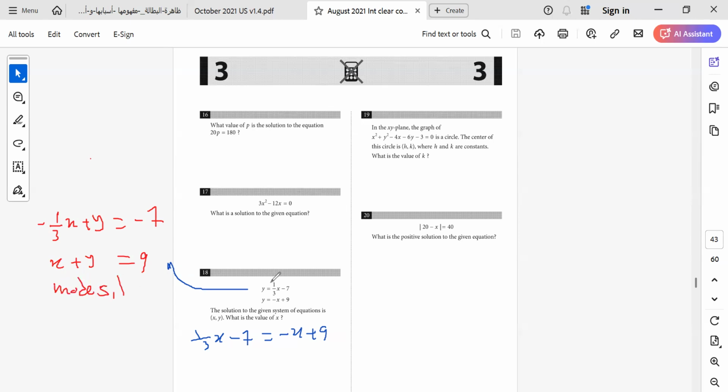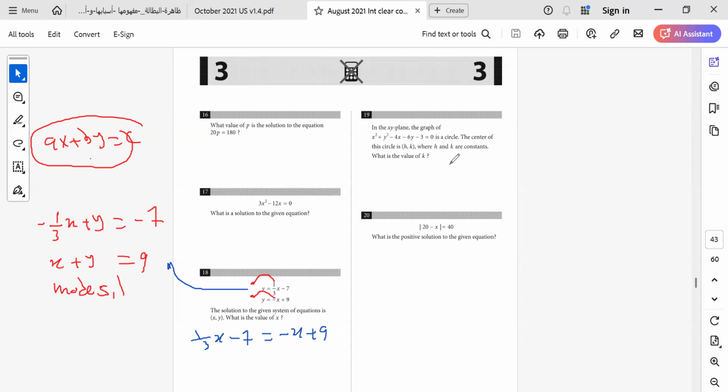What I did to rearrange it is I brought x here, because the calculator does not understand any other format. The calculator needs that format to solve it, but actually it doesn't need it. Right. 19, it's the equation of a circle.